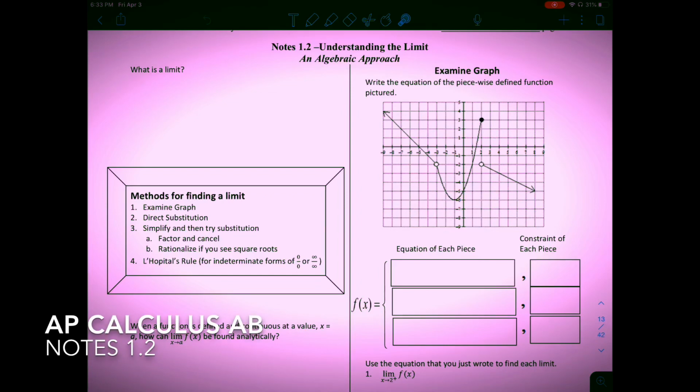AP Calculus Notes Section 1.2, Understanding the Limit, an algebraic approach.